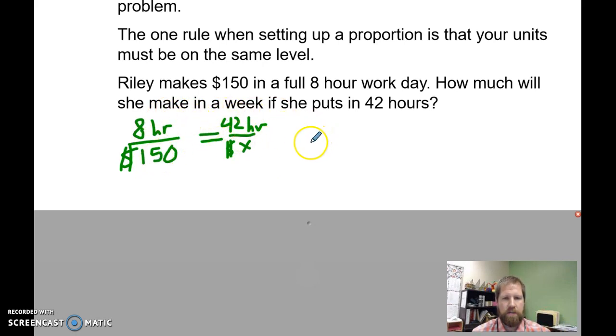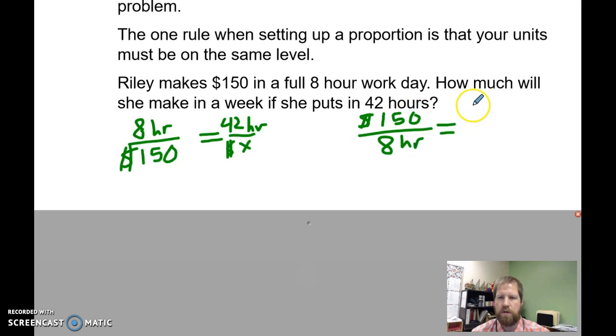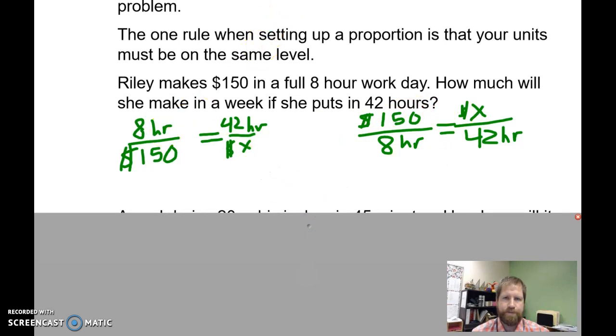Because one of the other ways I could set it up is I could say that it's $150 every 8 hours, and that is equal to X dollars every 42 hours. This also works. Both of these proportions will work. The difference is going to come when you start trying to solve them. You're going to solve them kind of the same way. You're going to multiply across.